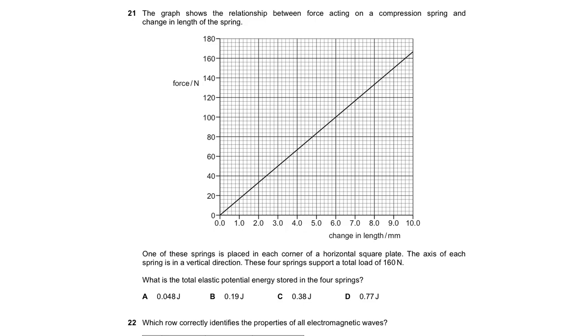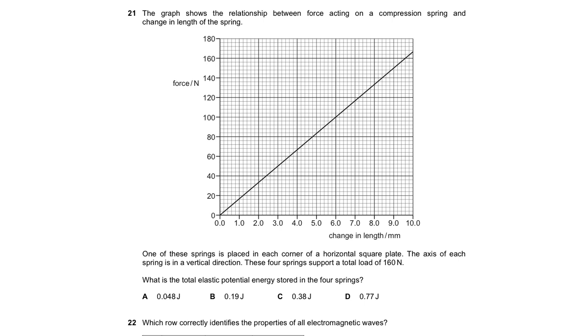So question number 21 says the graph shows the relationship between the force acting on a compression spring and the change in length of the spring. One of these springs is placed in each corner of a horizontal square plate. The axis of each spring is in a vertical direction. These four springs support a total load of 160 Newton. What is the elastic potential energy stored in the four springs?